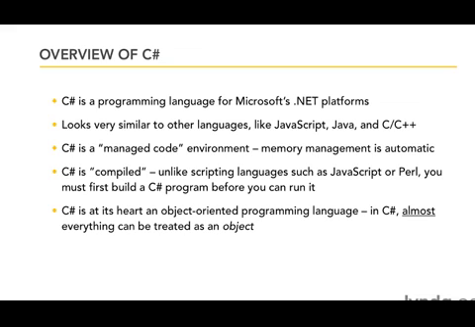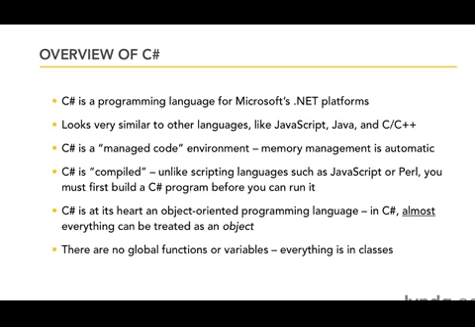Now, at its heart, C# is an object-oriented programming language. In C#, pretty much almost everything can be treated as an object. I've underlined the word almost there because there are a couple of esoteric cases where not everything is an object. But for our purposes in this course, you can pretty much think that everything in C# is an object and can be treated that way.